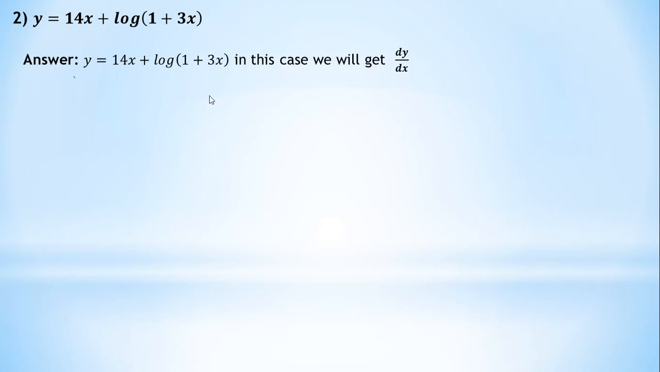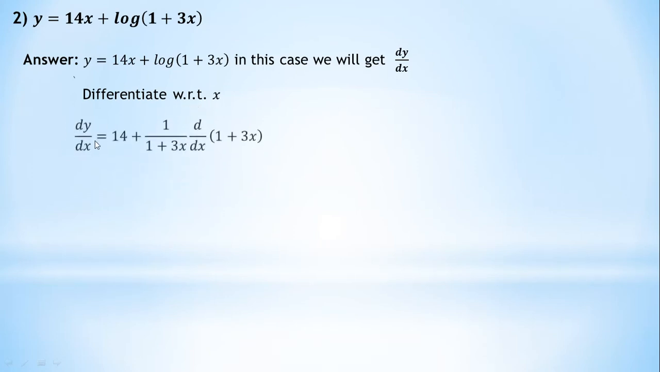Now let us see another example. Suppose y is equal to 14x plus log of 1 plus 3x is given to you. Now in the answer, first of all we have to find dy by dx. So differentiate with respect to x. So what will you get? So we get dy by dx. Now derivative of 14x: 14 as it is, derivative of x is 1. So it is just 14 plus derivative of log of 1 plus 3x. Now we know that derivative of log x is 1 upon x. Here it will be 1 upon 1 plus 3x into d by dx of 1 plus 3x. This is by chain rule.